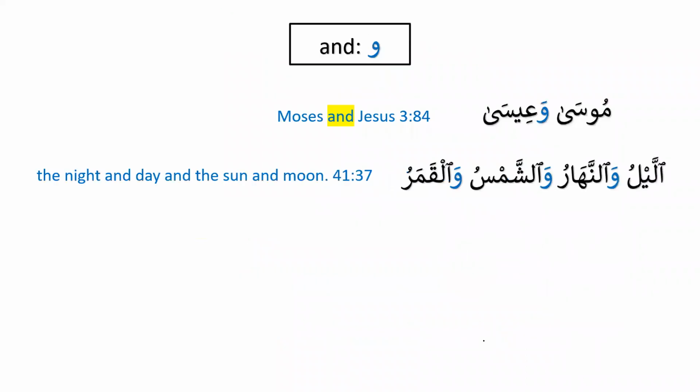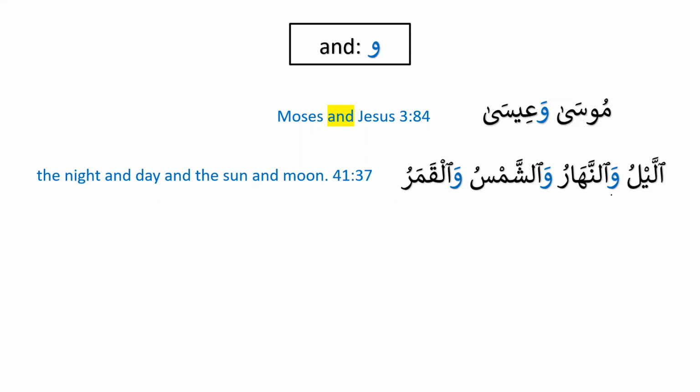Okay, and then we have the examples of wow. As we can see here, we have Musa wa Isa, Musa alayhi salam and Isa alayhi salam. And then we have al-laylu wan-naharu wash-shamsu wal-qamaru, the night and day and the sun and moon. Okay, now you can see over here, in English, normally what we do when we have many nouns together, we put comma, comma, comma, and in the end we put and.